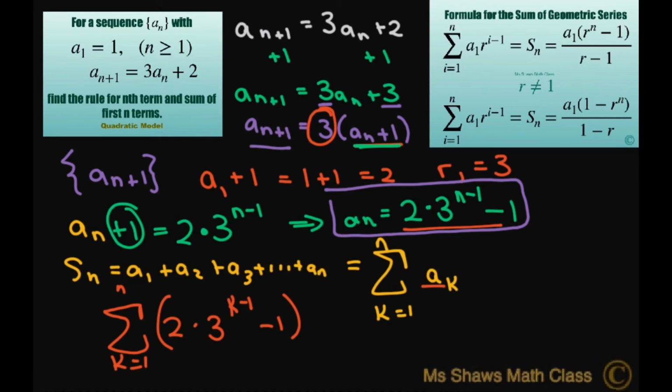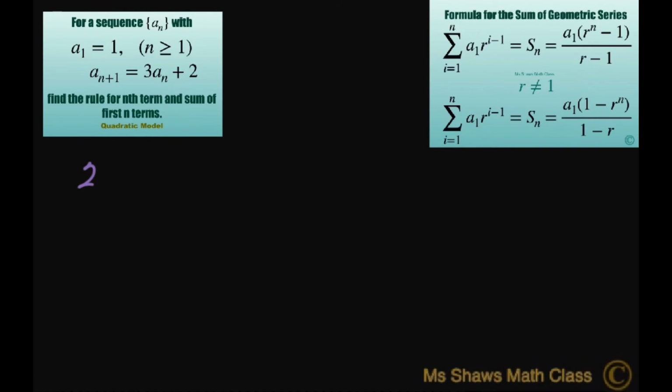All right, now what I want to do is split this up. So I'm going to pull the 2 out and then split these two up. I'm going to write this as 2 times the sum from k equals 1 to n of 3 to the power of k minus 1, and then I have that minus 1, so that's minus the sum from k equals 1 to n of 1.